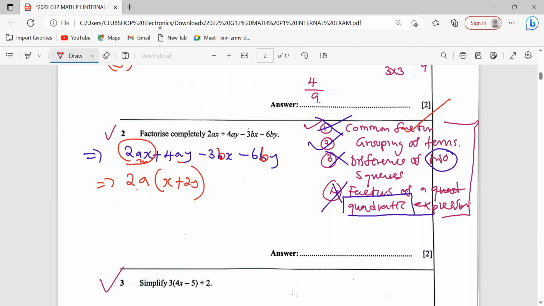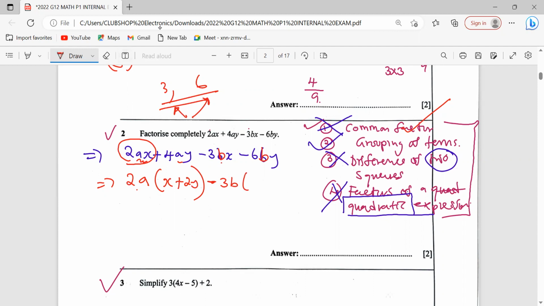Then we have here negative 3bx and negative 6by. What is common here in terms of the sign? There's negative and negative, so I'll pick a negative. There's 3 and 6. The highest common factor here is a 3, because 3 can divide into 3. It can as well divide into 6. You can see b and b, so you pick b.